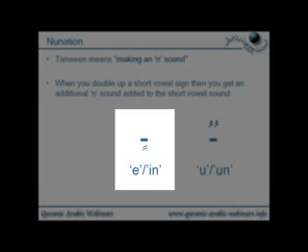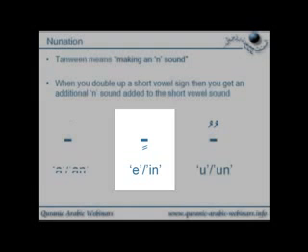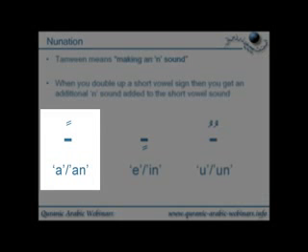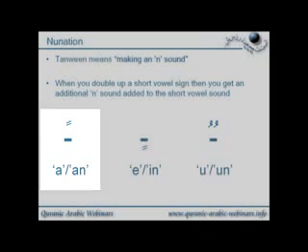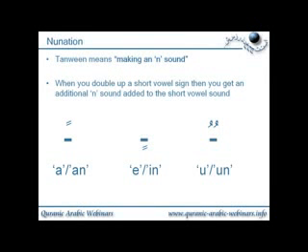The same happens with the kasra. Normal kasra gives an E sound. If you double it up, you get an In sound. So the E becomes In. So you just add an N to the E sound, In. And if you double up the fathah, you get an An sound. So adding an N to the A sound. So An. So we have Un, In, An.